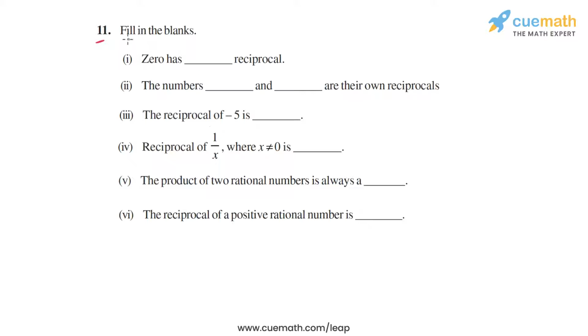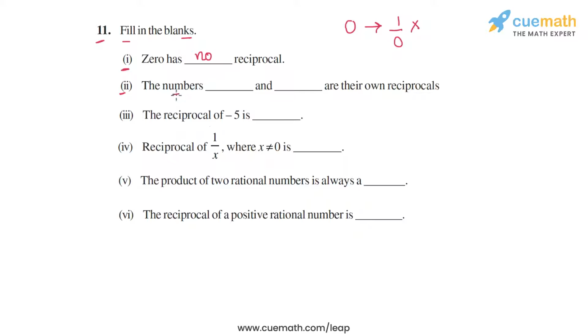In question 11, we have to fill in the blanks in each of these 6 statements. Alright, so in part 1, the statement says 0 has dash reciprocal. Now the number 0, if you take its reciprocal, you will get 1 by 0, which is an undefined quantity. It is not mathematically defined. So we cannot take the reciprocal of 0. So we can say that 0 has no reciprocal.